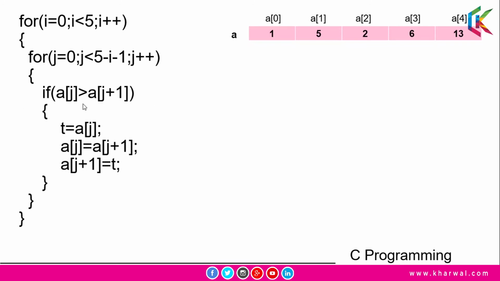and here this condition will be false because a of 0 is not greater than a of 1, because 1 is at index 0 and 5 is at index 1. So swapping will not be performed, and after that j plus plus will be executed. So the value of j will be 1 and 1 less than 2. So this condition is true, and again it will check this condition.